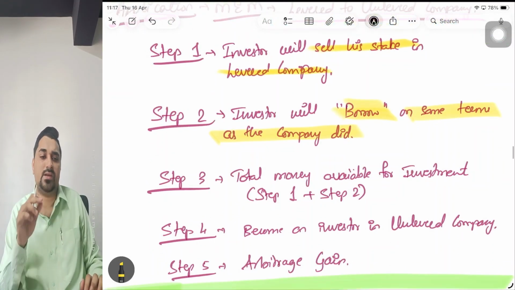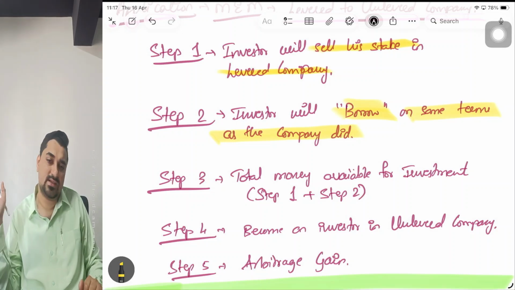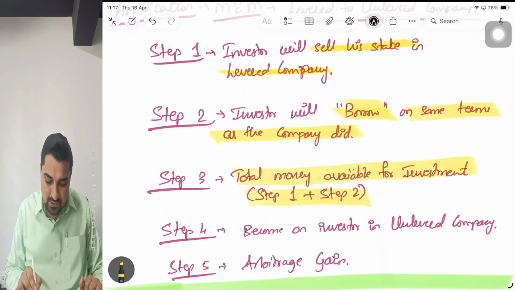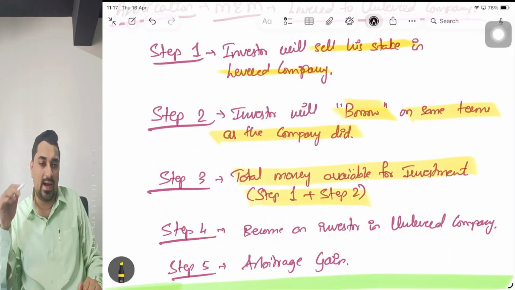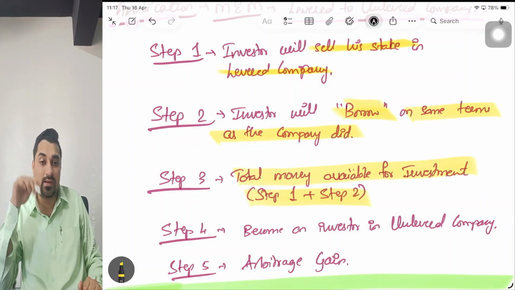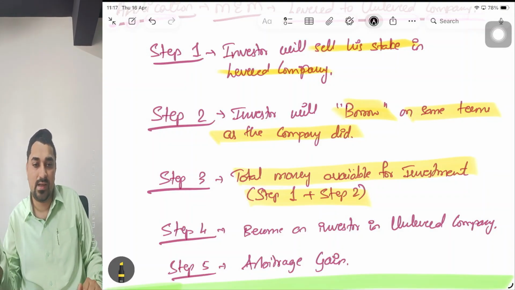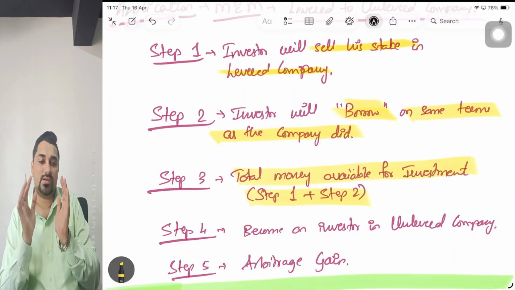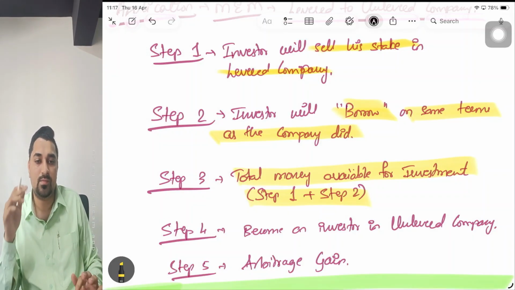Now, step 3. What is step 3? I sold my existing shares in the levered company plus I borrowed some money. So what is the total money available for investment? Step 1 plus step 2. I had shares. I sold those shares. I got some money in my pocket. Plus I borrowed some money on the same terms as the company did. So that loan money is also sitting in my pocket. What is the total money available for investment? Step 1 plus step 2.